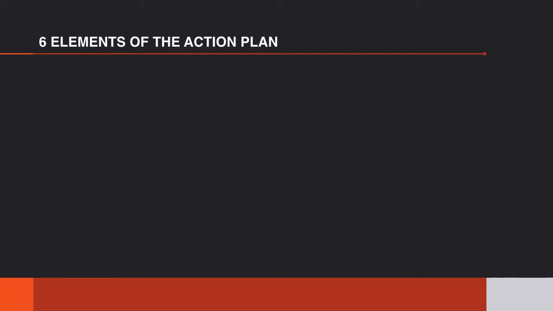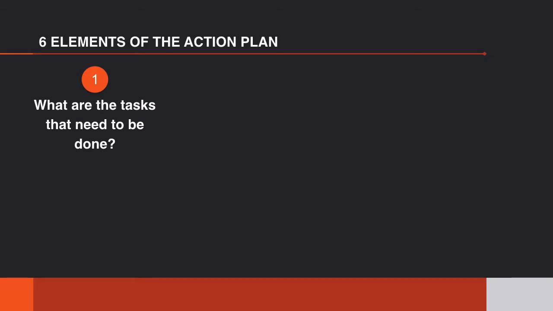Let's take a look at 6 elements of an effective action plan. Firstly, you need to decide what tasks need to be done. Break down a priority into a series of tasks that need to be completed in order to achieve the goal.